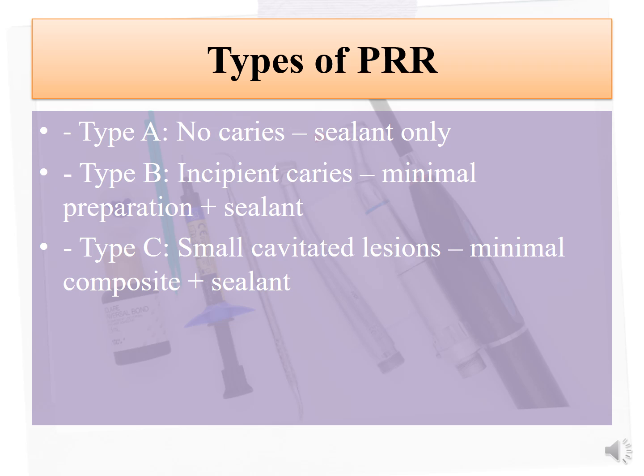Type C is used when there are small cavitated lesions. In this case, the dentist removes the decayed portion, places a small composite restoration and then seals the remaining fissures. So essentially the type depends on how far the lesion has progressed, but in all cases the aim is to remain conservative.